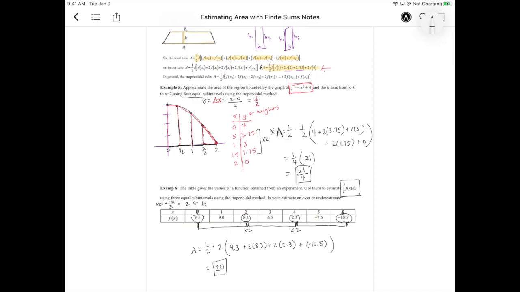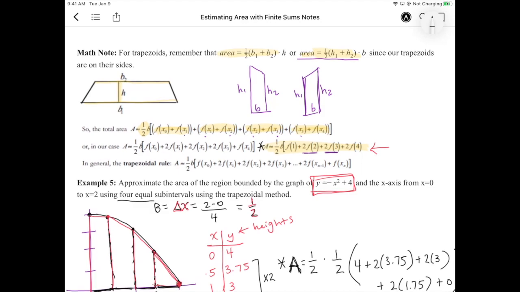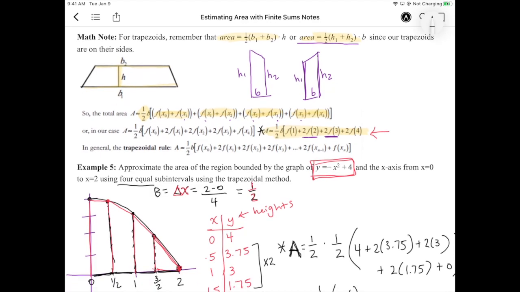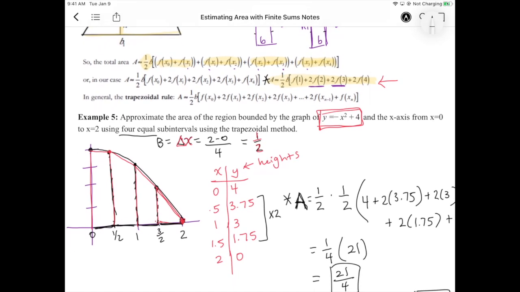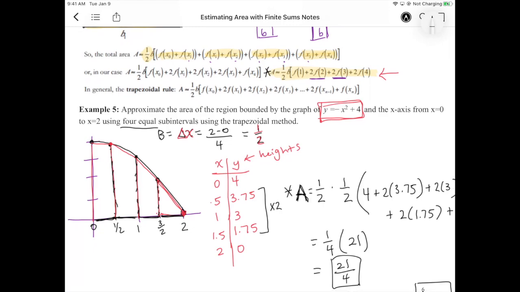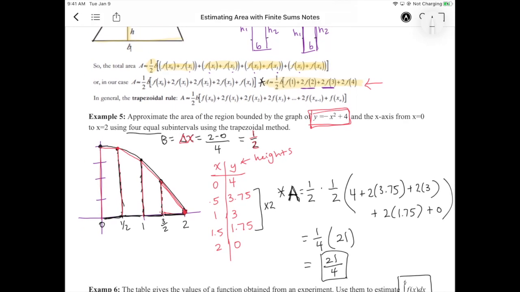So the big thing about the trapezoid, you use a slightly different equation because we're using areas of trapezoids rather than areas of rectangles. Key thing is that trapezoids have two different lengths for their heights, and so when we add them up, we end up adding all the heights in the middle up twice, which is why we get these 2's right there. That is the biggest difference between adding the rectangles and adding the trapezoids.